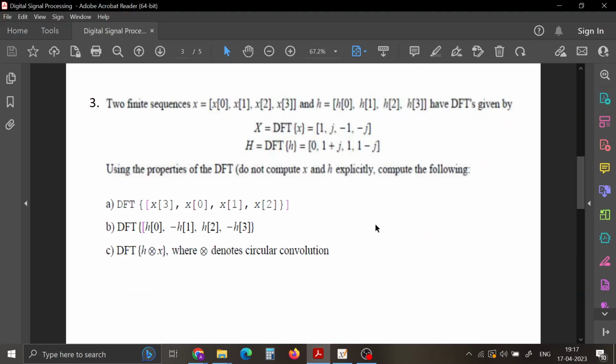All right, so part B is also done. Now coming to the third part of this question, we need to find the DFT of the circular convolution between small h and small x. This symbol here, a cross bounded by a circle, denotes the circular convolution. So what will be the DFT of the circular convolution of h and x, that we need to find.